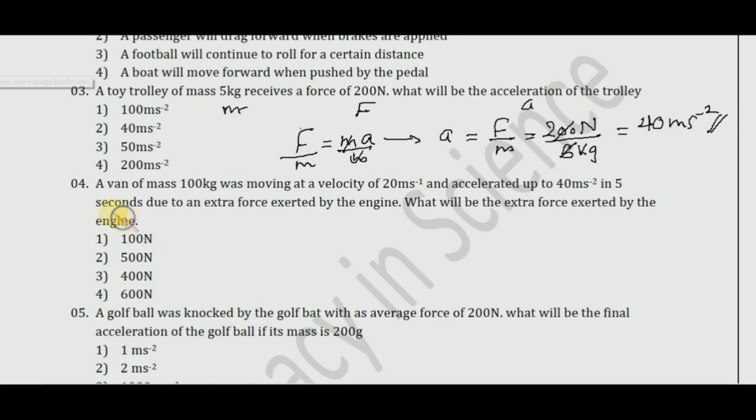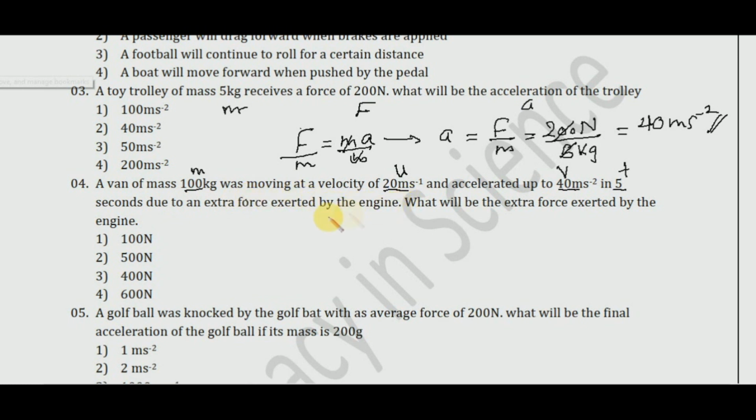A van of mass 100 kilogram was moving at a velocity of 20 meters per second, accelerated up to 40 meters per second. So you can see it was moving at a certain velocity. Now after 5 seconds they are mentioning that this object is accelerated up to 40. So in here also you are going to mark these things, right? Mass, 20 to 40. That means this is the initial velocity and this is the final velocity. And this is the time.